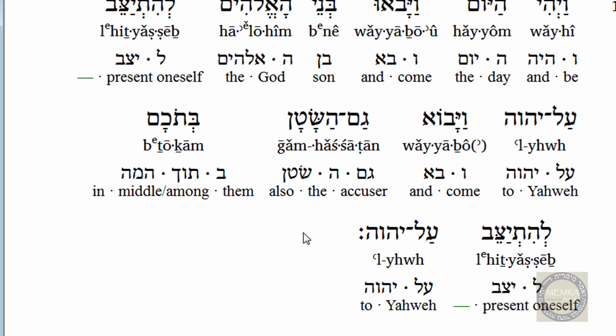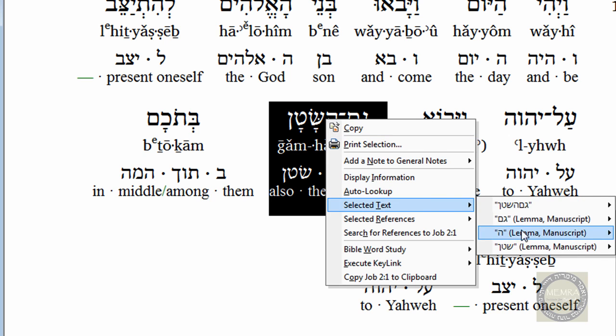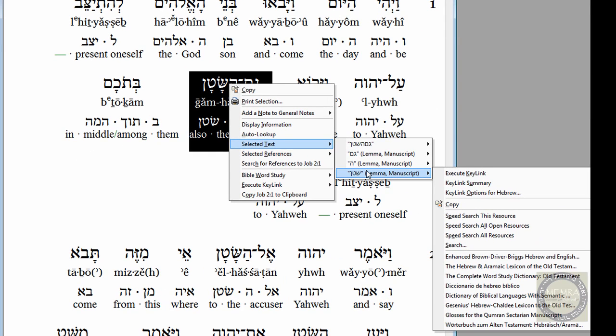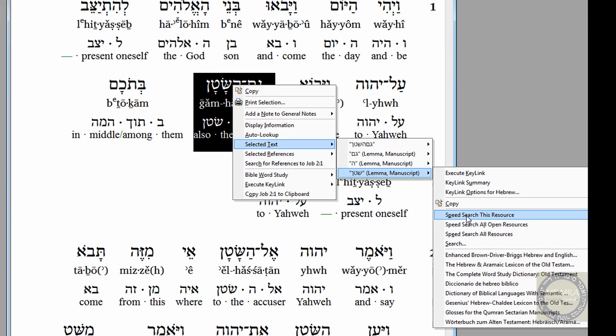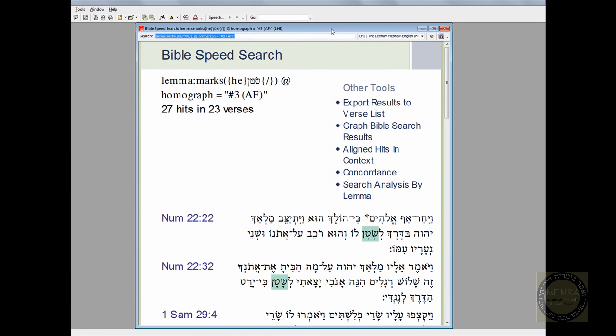There's our Satan word. Now I'm going to search this lemma, in other words, all the places where Satan occurs, with or without the article, just the lemma. And I'll slide this over here, and here's what we get. Satan occurs 27 times in 23 verses, and I want you to see something. In all the passages that you would think of as Satan in the Old Testament, Satan has the article, which means it's not a proper personal noun in any of those passages.